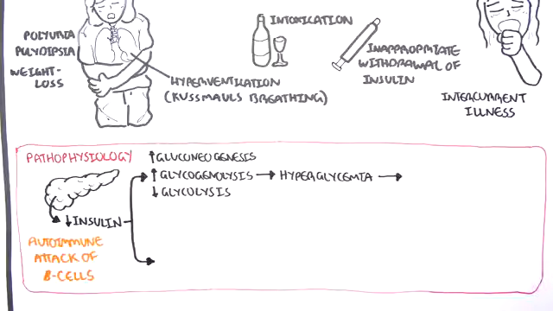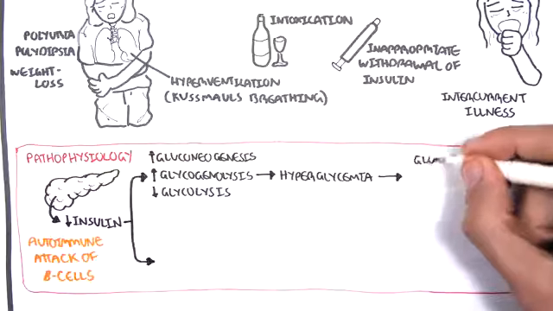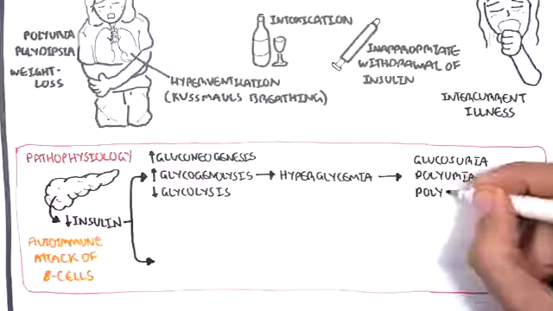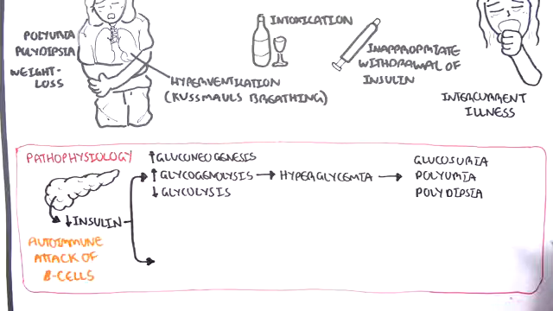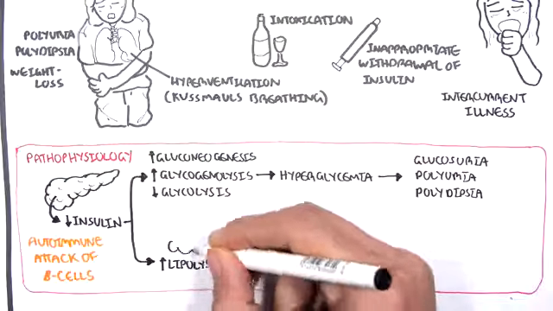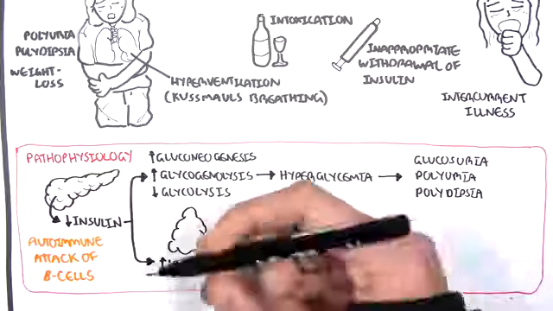Hyperglycemia results in glucose being peed out. So we get glucosuria, glucose draws water, so we get polyuria, and we also get dehydration as a result. Because we lose a lot of water and we are dehydrated, we get polydipsia. We get thirsty.